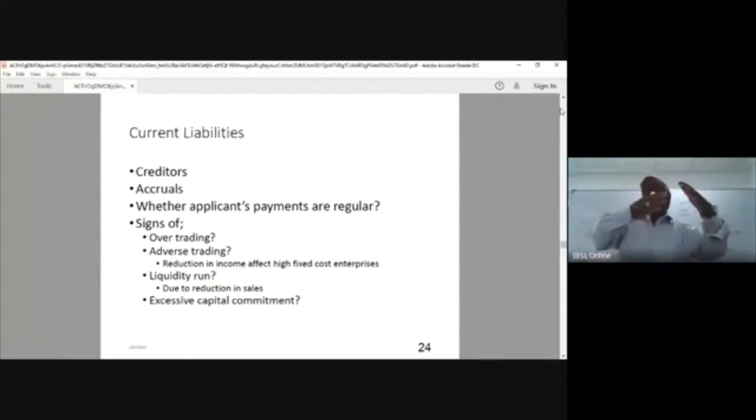Similarly, a 1,000 square feet building would have been sufficient to operate, but they constructed 2,500 square feet. The balance area is idling, which is excessive capital commitment. Maybe 5 lorries may be sufficient to transport their items, but they may have 10 lorries, excessive capital commitment. So these things also you have to look at.